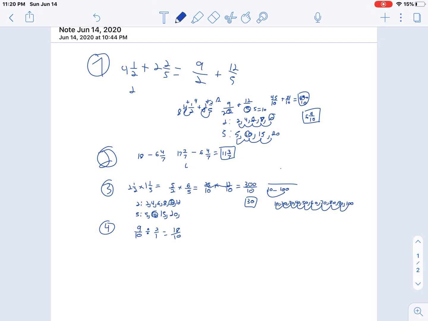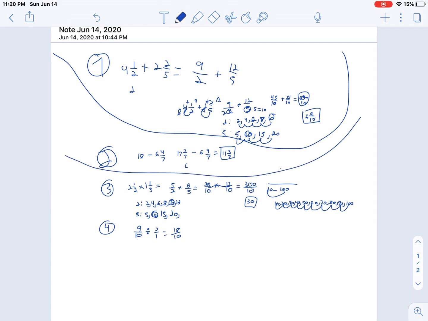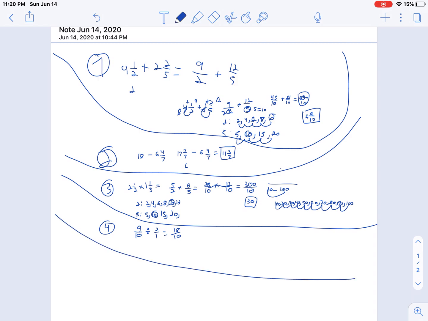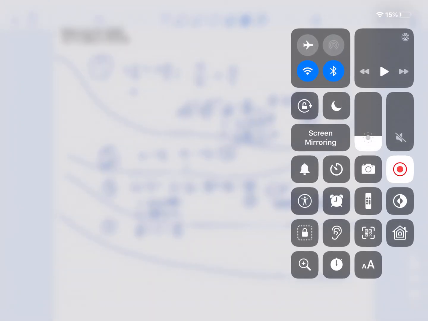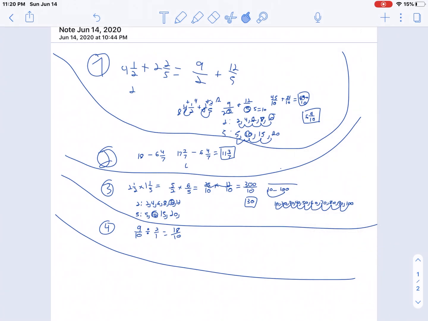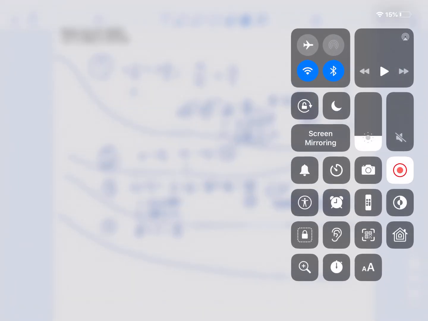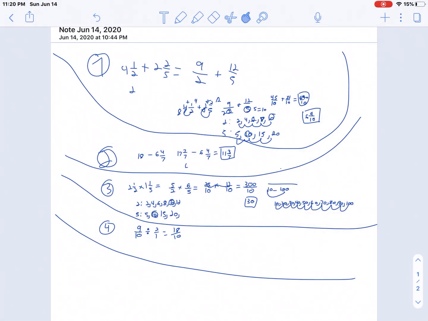So here we have it: adding, subtraction, multiplication, and division. Alright, so I have got one more question to do. Alright, so I hope you guys enjoyed. I hope you guys learned from this, and I hope I helped.